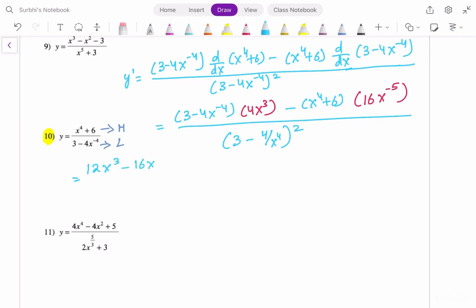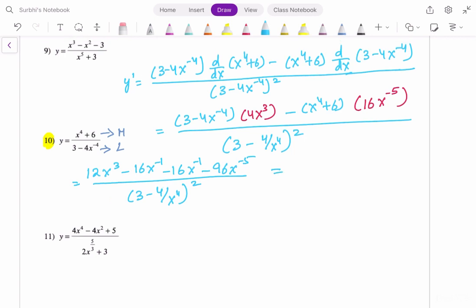So if I distribute, we will get 12x cubed minus 16 times x to the power of negative 1 minus 16x to the power of negative 1 minus 96x to the power of negative 5. Whenever you multiply the two terms, you are adding the exponents, right? So keep on thinking about the exponent rules, because whatever you have learned in the previous math courses in Algebra 2 and Algebra 1, you need to apply those skills again and again in calculus.